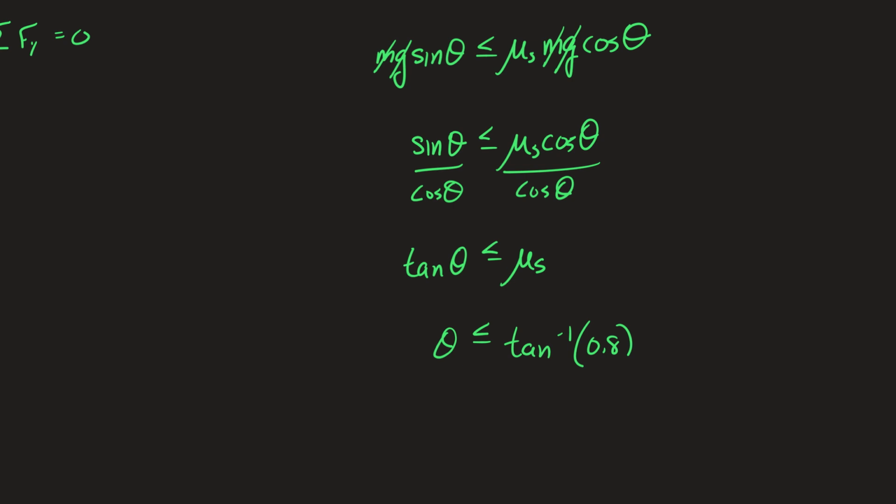Let's see, it's 0.8. I got 39 degrees. So theta has to be less than or equal to 39 degrees. If I go over it, I'm going to slide. If I stay under it, I'm okay. You see how the inequality is going to work?